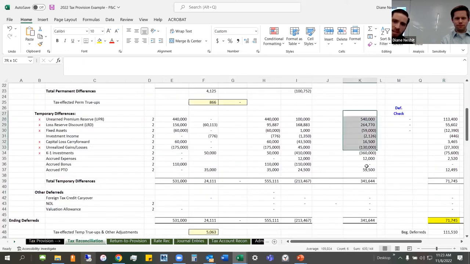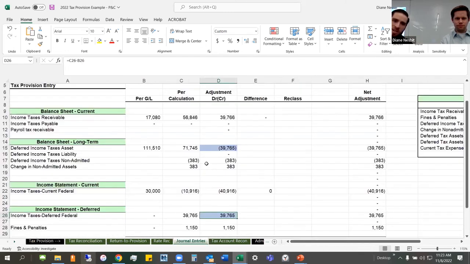Once you have these tied down, your ending deferred balances, coming up with your journal entry is just as simple as, well, what do I have now? What do I need it to be? And that's my journal entry. And the offset goes to expense and everyone's pretty happy.